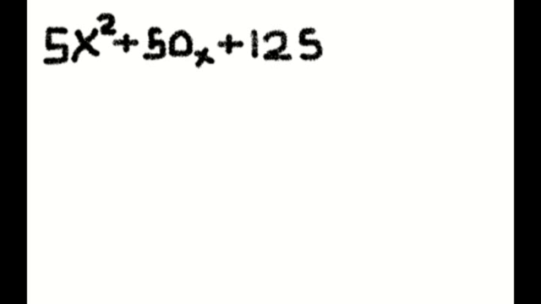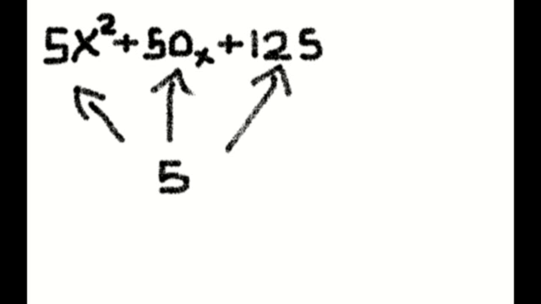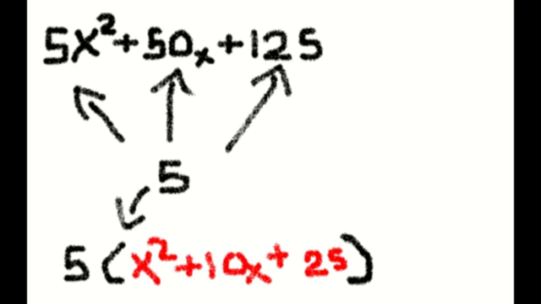Thank you. Now the first step to factoring a trinomial is to find the greatest common factor. The greatest common factor is the largest number that goes into each of the terms. In this case, it happens to be 5. Once we divide each term by 5, we get the following equation: 5 times parentheses x squared plus 10x plus 25. This is what it's supposed to look like.